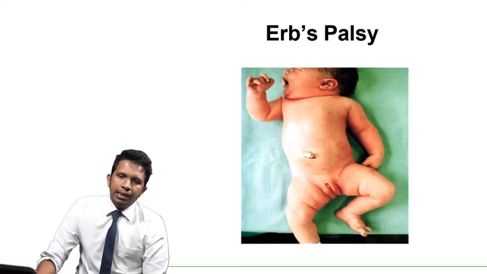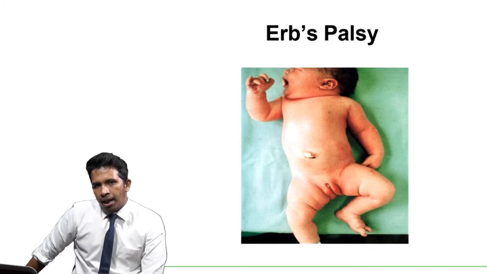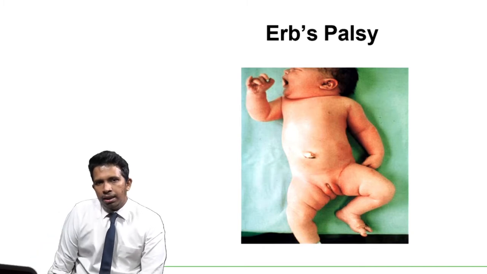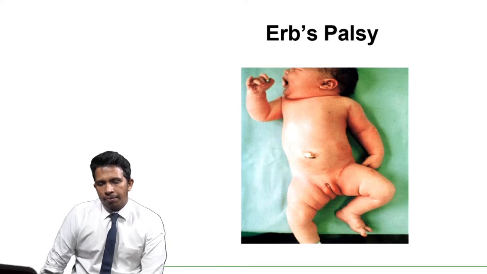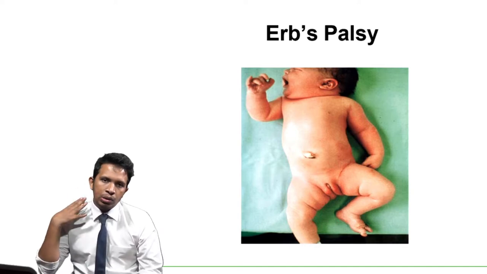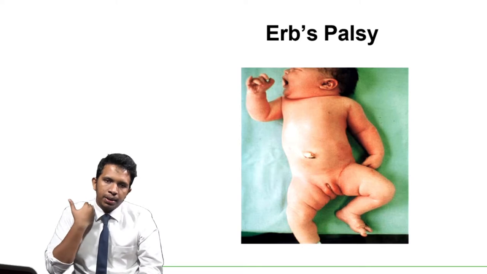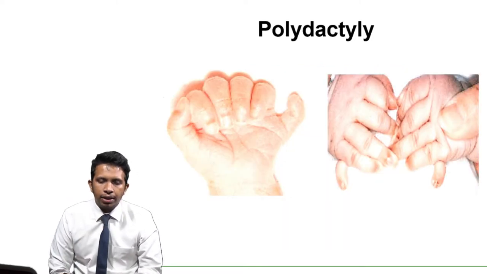So Erb's paralysis is a common paralysis seen in a condition called shoulder dystocia, where the child's arm is adducted, internally rotated, and extended. This is seen in shoulder dystocia, where the child's anterior shoulder gets stuck while delivering. When it gets stuck, it gets compressed and the brachial plexus gets affected.